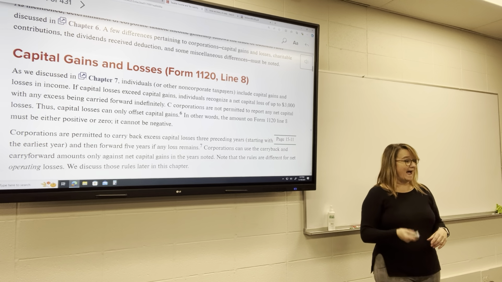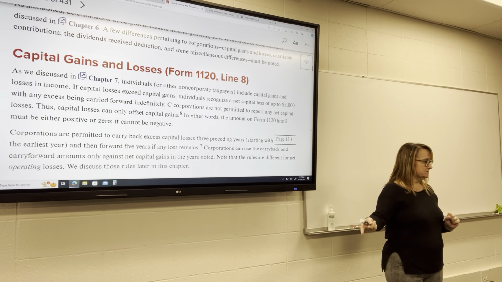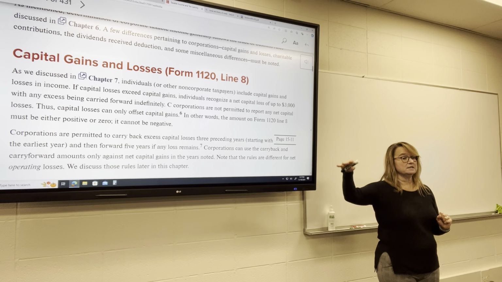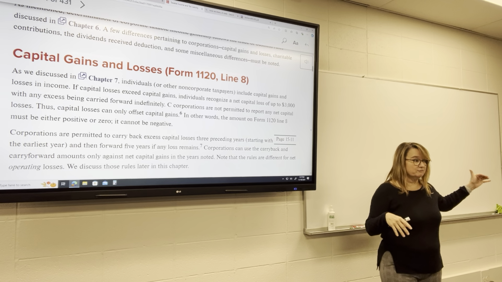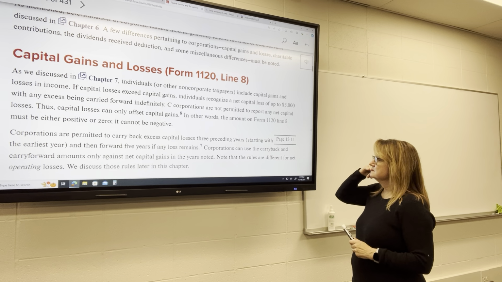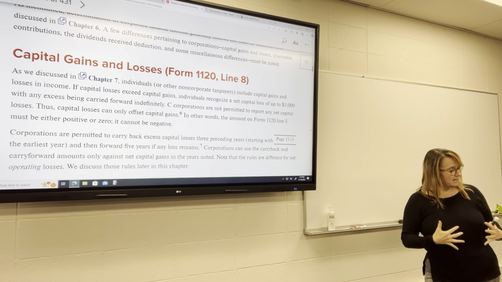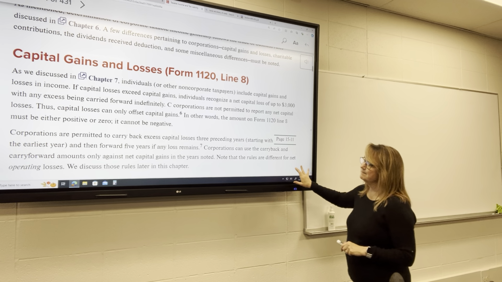So if we experience a capital loss as a corporation, we can go back 3 years to offset, and we would have to amend our tax return to offset capital gains in those years, or we can go forward 5 years. We can carry it forward 5 years if we don't have any gains in the past. But we can only claim capital income, no losses. The best we can do is 0, right? So it cannot be negative.